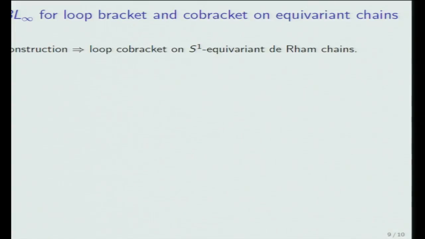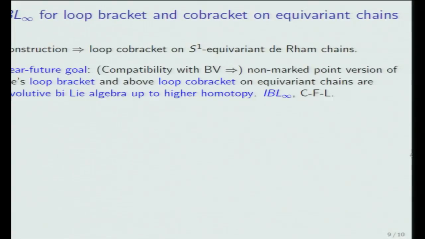So from the same construction, we can get a cobracket on S1-equivariant chains. And the near future goal is to consider the rotation operator and the compatibility with that, and the non-marked point version of Irie's loop brackets on the equivariant chains. We hope to establish a compatible involutive bi-Lie algebra structure up to higher homotopy. It's called IBL-infinity by Cieliebak, Fukaya, and Latschev. They worked out the algebraic theory for cyclic A-infinity algebras of finite dimension. But generalizing to this setting is still in progress. This provides another way to do this.